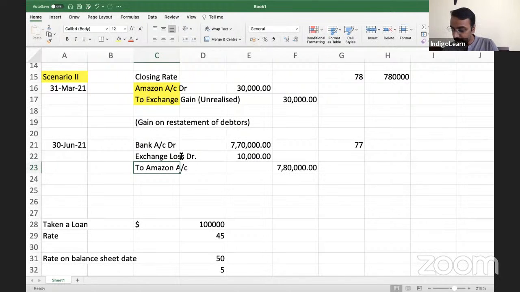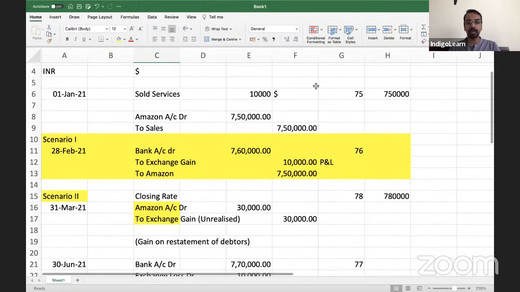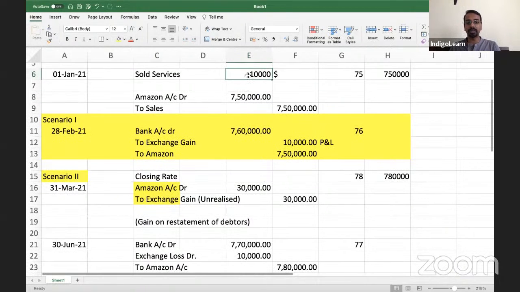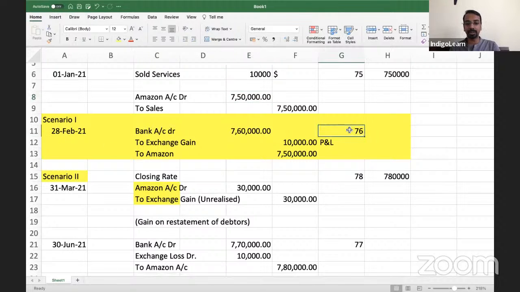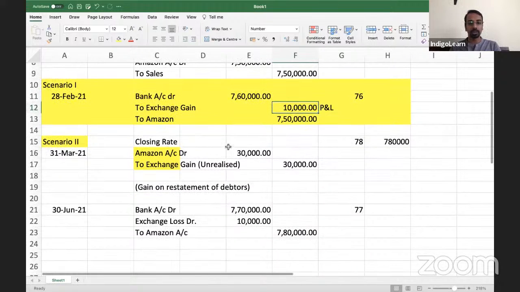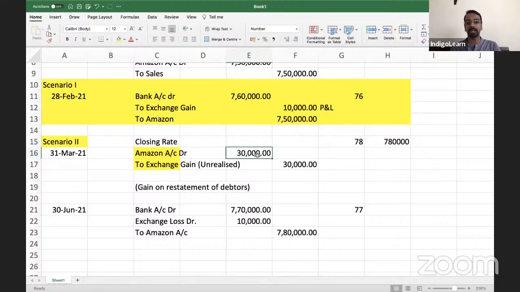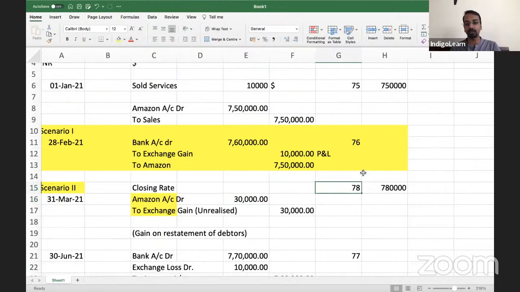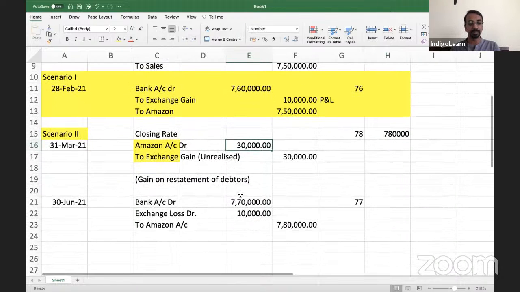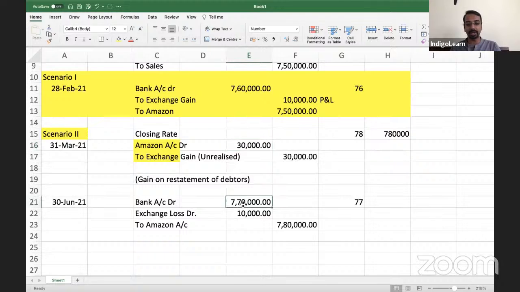Abhishta says unable to understand the entries. I think I have explained the entry as I was computing. If you have missed the initial part, you can go back. So services were sold, 10,000 into 75. It is 7,50,000. Scenario 1, exchange rate is 76. So the total amount is 7,60,000. 10,000 is the gain. Closing rate, if it is 78, then the gain is 30,000, because 78 multiplied by 10,000 makes it 7,80,000. Minus 7,50,000, there is a gain of 30,000. Then when you actually realize, you realize 7,70,000, exchange loss of 10,000, and Amazon account 7,80,000.